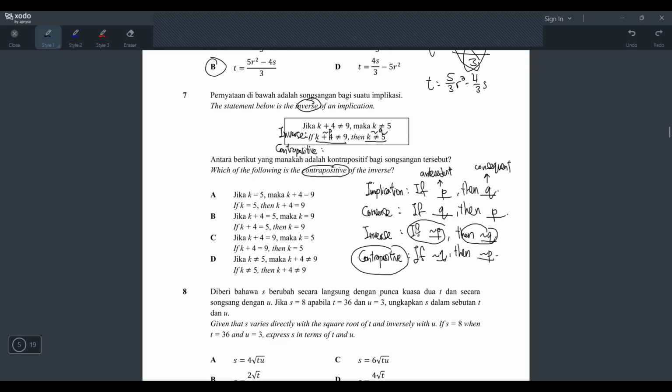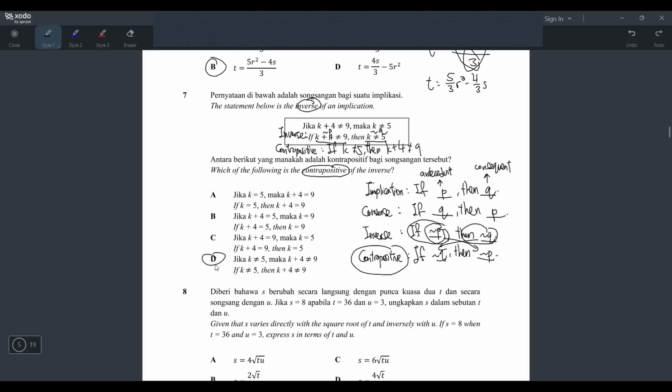Because inverse is if not P then not Q, but contrapositive is if not Q then not P. So can you see inverse and contrapositive is just that the not P go belakang and then not Q come depan, right? So what you do is you just terbalikkan lah. If K not equals 5, then K plus 4 not equals 9. Then the answer is D, right?